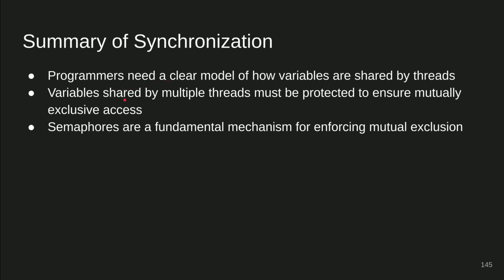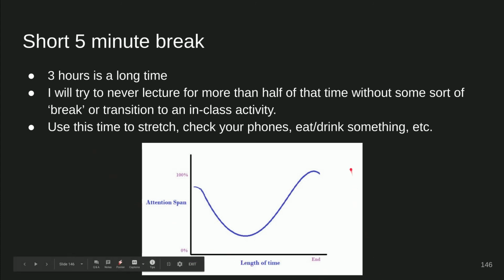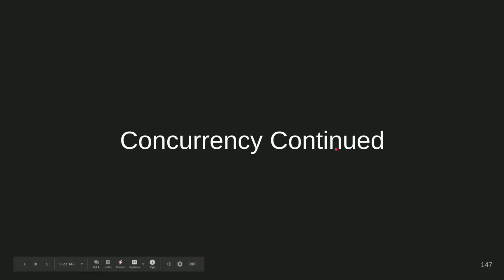Okay, so the summary here is that programmers just need a clear model of how variables are shared by threads, and we have that here, okay? Variables that are shared between multiple threads, well, we need some mechanism to protect them, right? That's why we have the mutex. And the semaphore is the most fundamental primitive to do that, okay? And we saw the example of binary semaphore, which is just a mutex. Okay, so go ahead and give yourself a little break if you need it, and then we'll move on to the next topic.